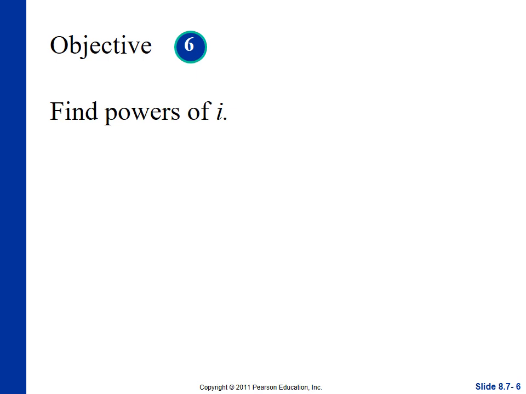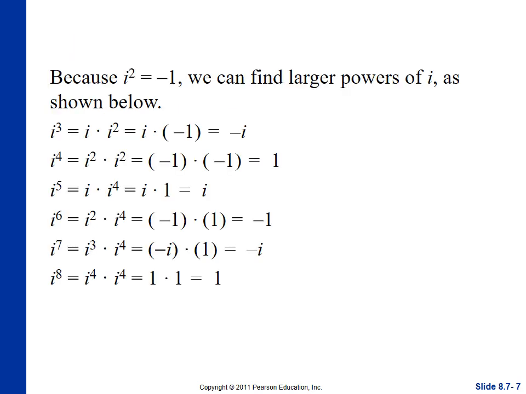All right, now we want to talk about finding the powers of i. Because i squared is equal to negative 1, we can find larger powers of i as shown below. So basically, i cubed is i times i squared, which is i times negative 1 equals negative i. Okay, so i to the fourth is equal to i squared times i squared, which is negative 1 times negative 1 is 1. And you'll see a pattern that develops once we get to this point right here. They kind of just rotate through, right?